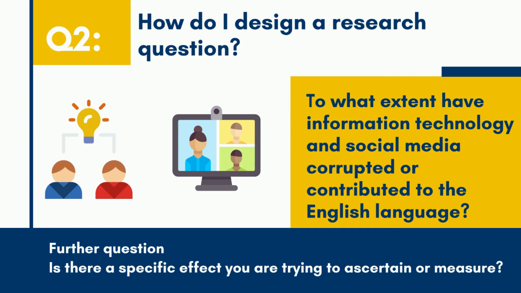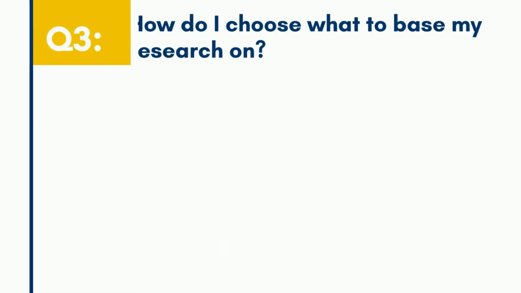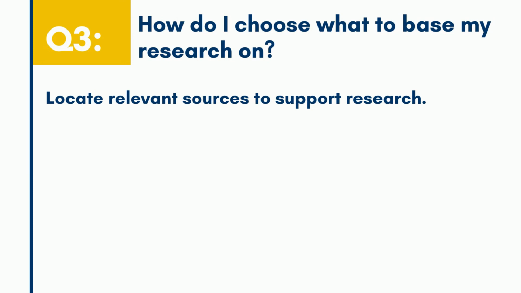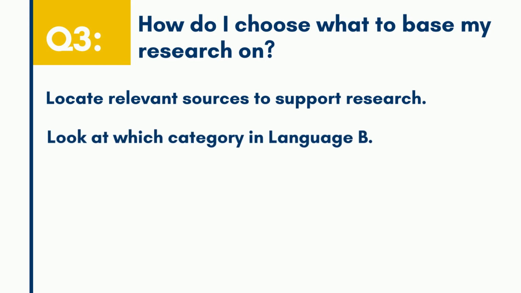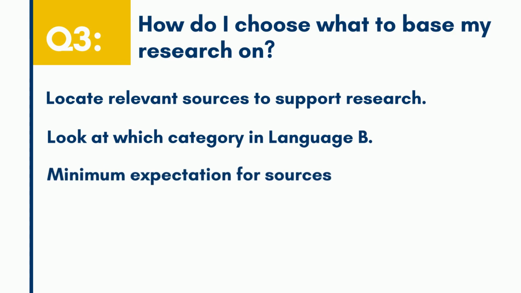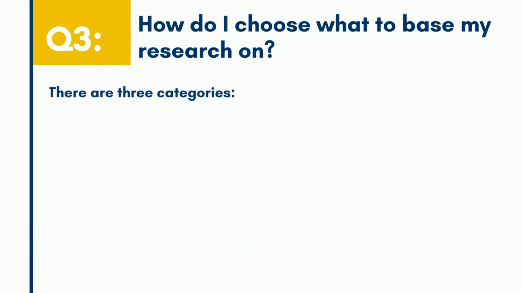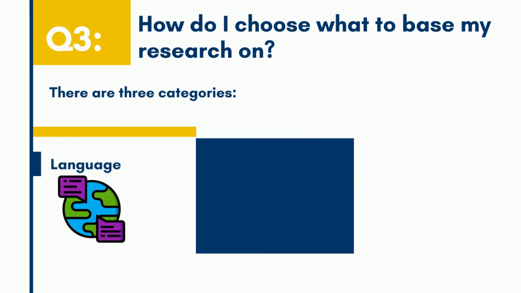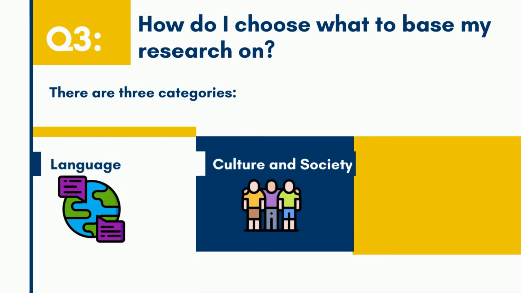Once you have a workable research question, it's time to locate relevant sources to support research into your chosen topic. To do this, you must first look at which category in Language B your EE will be based on, as there's a minimum expectation when it comes to primary and secondary sourcing. So let's look at the 3 categories: language, culture and society, and literature.